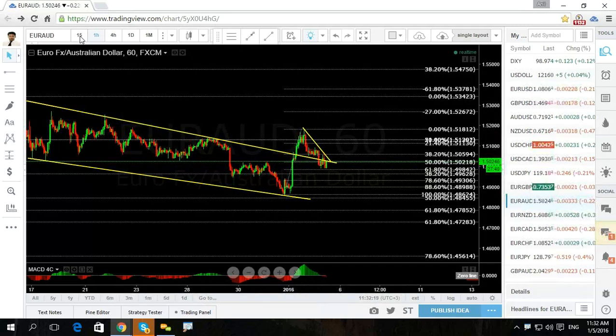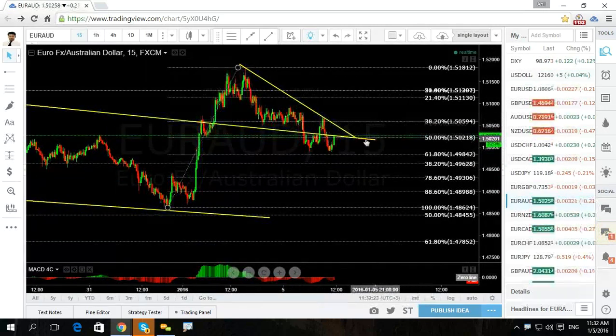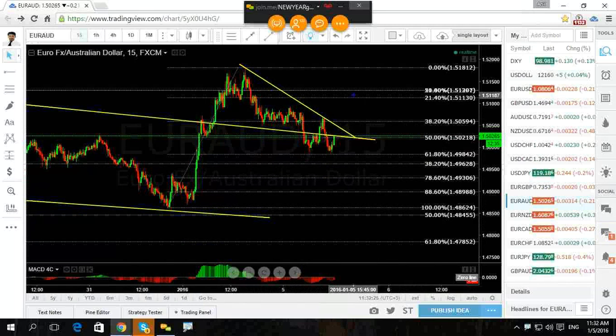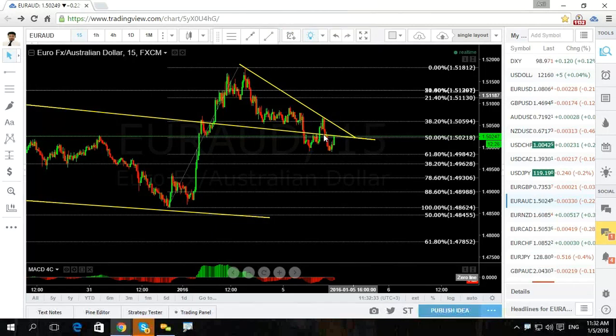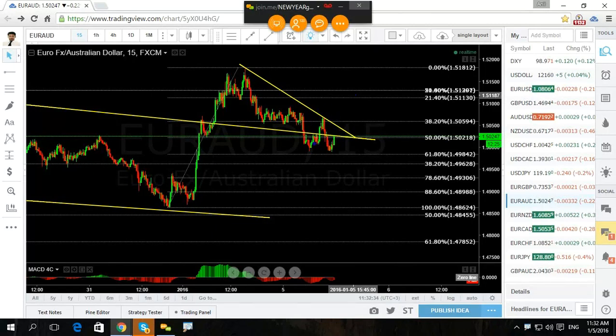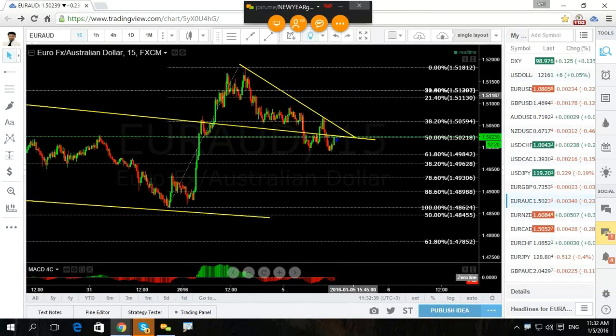So let's look at this in a 15-minute. In a 15-minute, we have a very nice corrective structure in the making here. We wanted to break out of the structure. Remember, if it doesn't break out of the structure, it is likely going to keep correcting, right? They're likely going to keep doing this. So we want this to break out of the structure, pull back, and not come back into the structure, and then we will take the trade to the upside, right?